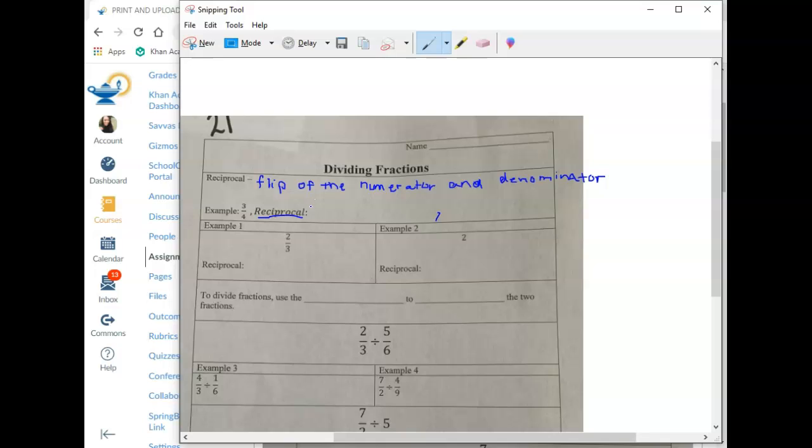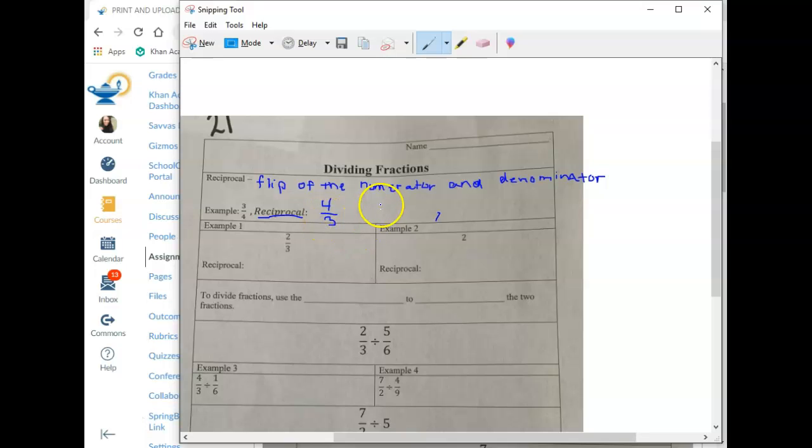If I get a fraction 3/4, I am going to take the flip of 3/4 when I'm talking about the reciprocal, which means I'm going to take the denominator 4 and put that in the numerator. And I am going to take the numerator 3 and put that in the denominator.